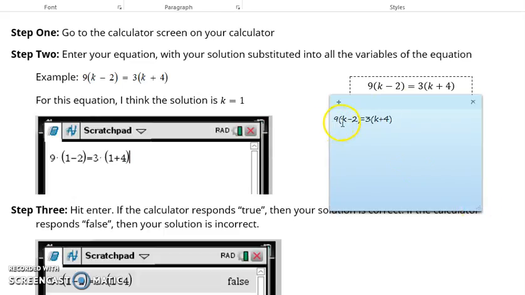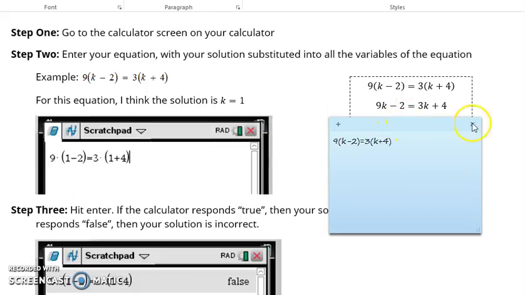We've got 9 times k minus 2 equals 3 times k plus 4. Hopefully you identified that in this original problem I did not distribute. I really should have 9k minus 18 on the second line and 3k plus 12. From there you could have several options, but let's suppose I subtract 3k on both sides, in which case I'd end up with 6k minus 18 equals 12.